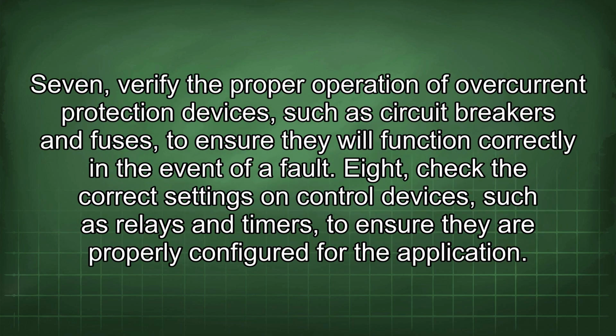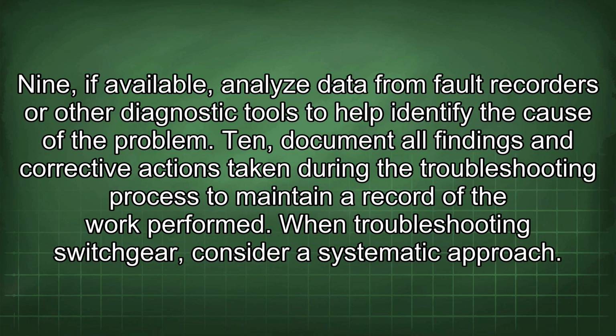7. Verify the proper operation of overcurrent protection devices, such as circuit breakers and fuses, to ensure they will function correctly in the event of a fault. 8. Check the correct settings on control devices, such as relays and timers, to ensure they are properly configured for the application. 9. If available, analyze data from fault recorders or other diagnostic tools to help identify the cause of the problem. 10. Document all findings and corrective actions taken during the troubleshooting process to maintain a record of the work performed.